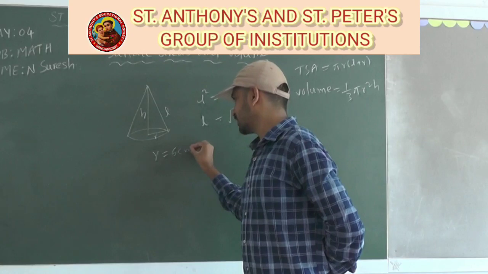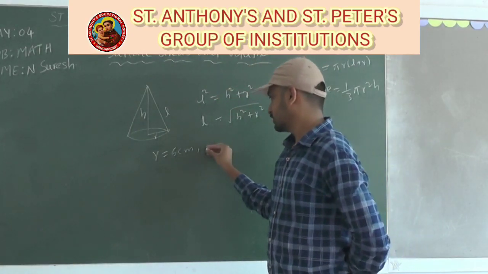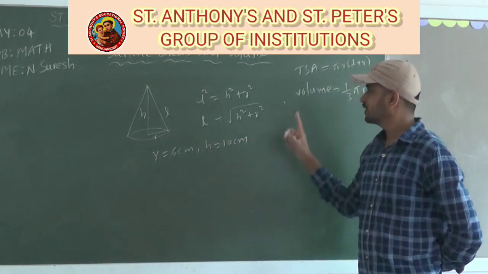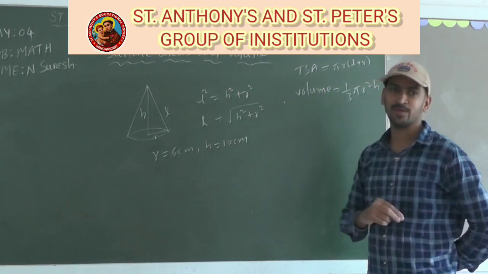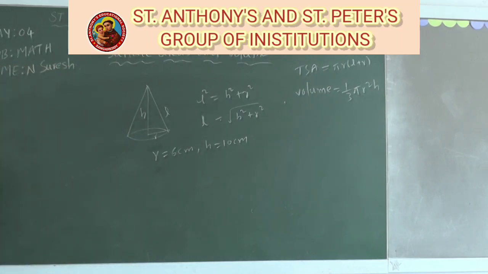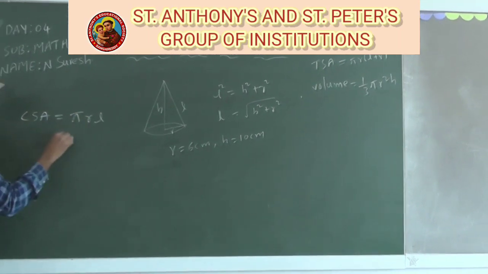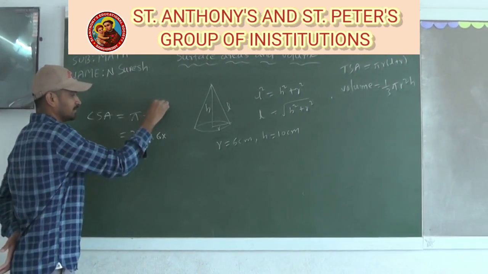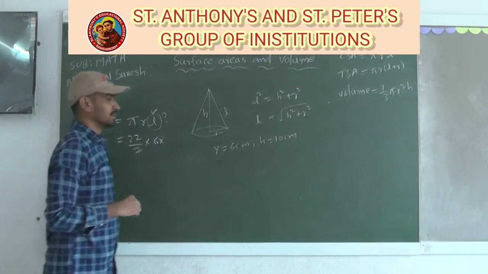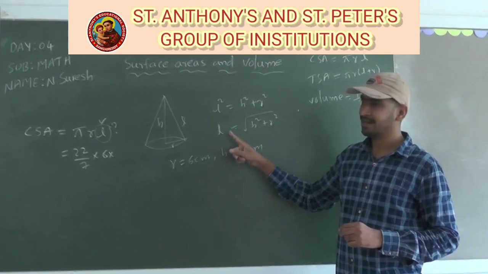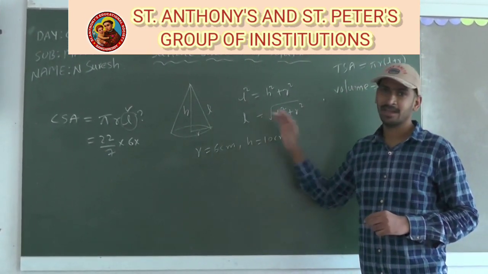Suppose r equals 6 centimeters, h equals 10 centimeters. Then we have to find the CSA, TSA and volume of the cone. First I want to find CSA. So we know CSA equals pi r L. Pi value you know, that is 22 by 7. R value is given, 6. But what about L? In that problem L is not given, but we know the relationship between radius, height and L, so by using this we are able to find the L value.